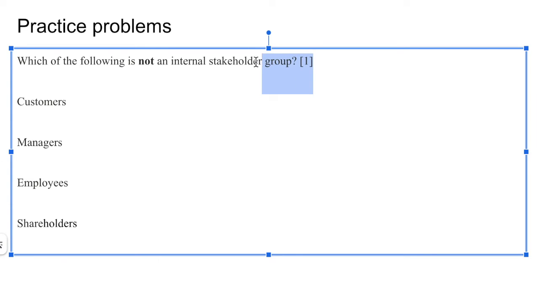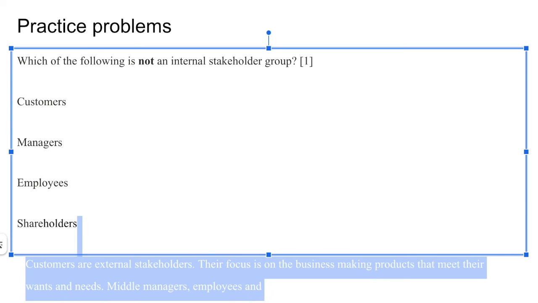So one more question is a multiple choice. Which of the following is not an internal stakeholder group? Customer, manager, employee, or shareholder. Without referring back to previous slides, I want you to think about what you have learned from the lesson, and see whether you can distinguish which one is not an internal stakeholder group. 10 seconds. Have you gotten it? Alright, the answer is actually customers.